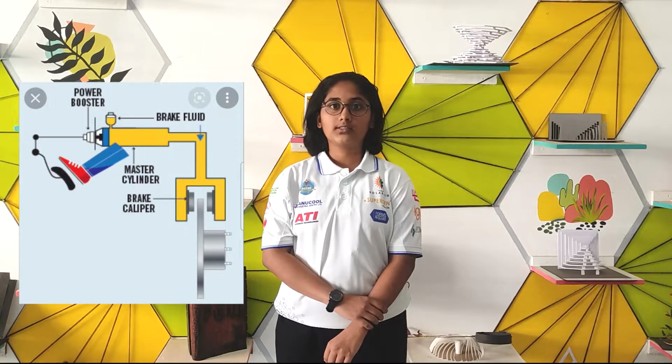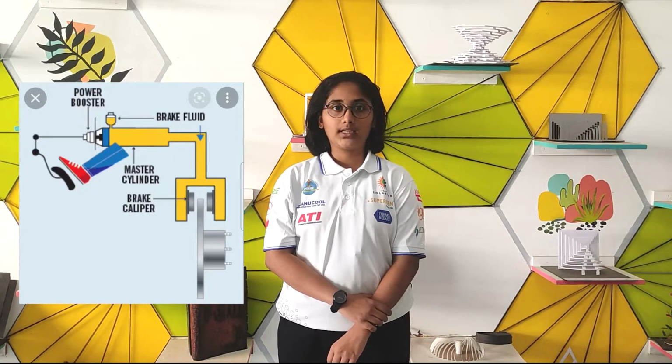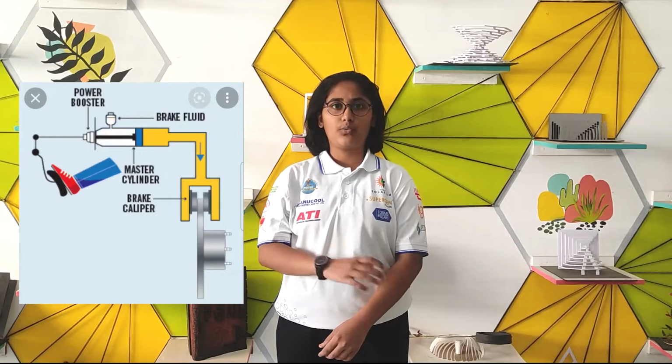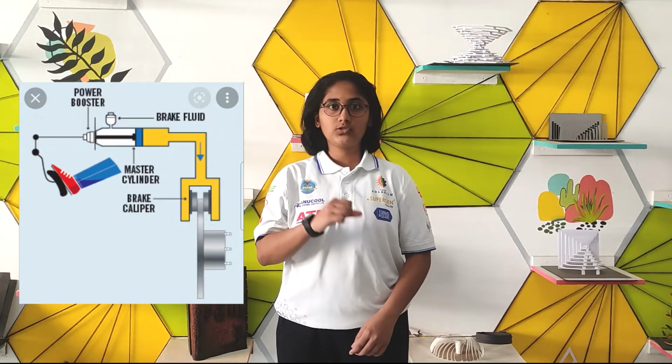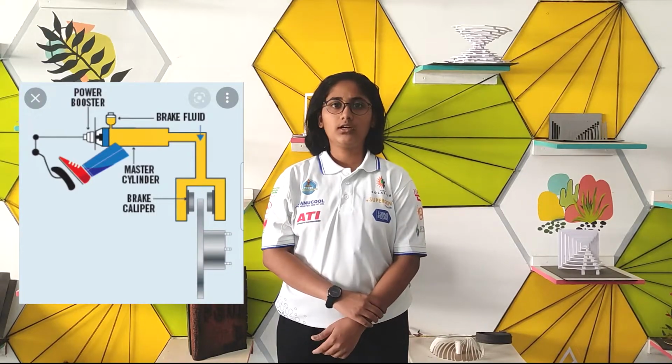Now, let's see how the braking process actually occurs in our commercial cars. When the brake pedal is pressed, the piston of the master cylinder pushes the brake fluid forward, which causes the piston of the brake caliper to in turn move forward. The brake pads attached to the piston then rub against the rotor, and due to this friction, the wheel slows down or eventually stops.